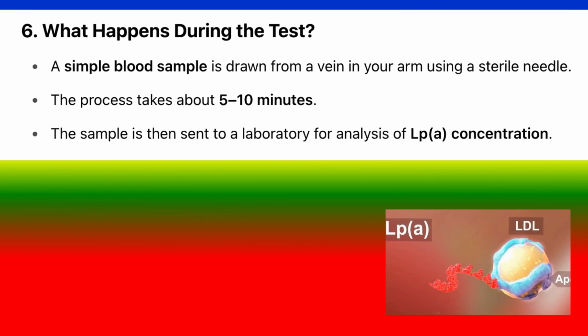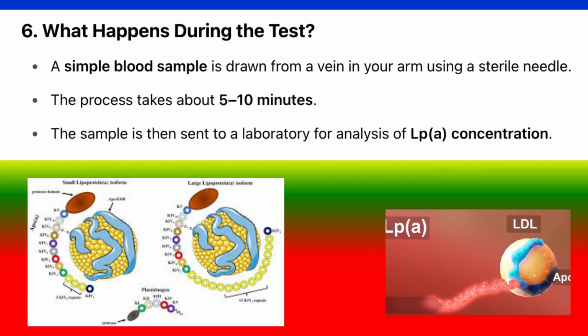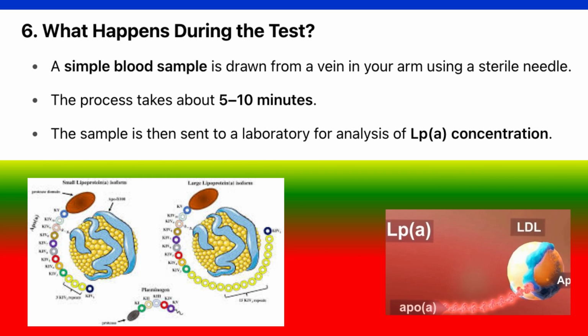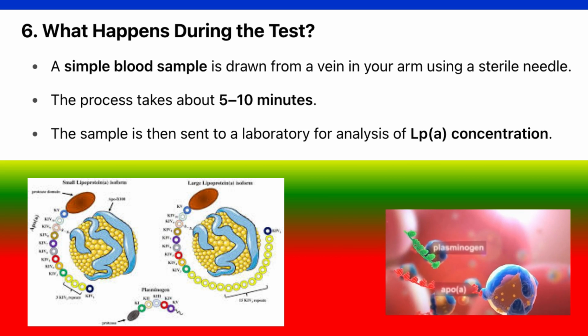6. What happens during the test? A simple blood sample is drawn from a vein in your arm using a sterile needle. The process takes about 5 to 10 minutes. The sample is then sent to a laboratory for analysis of LPA concentration.